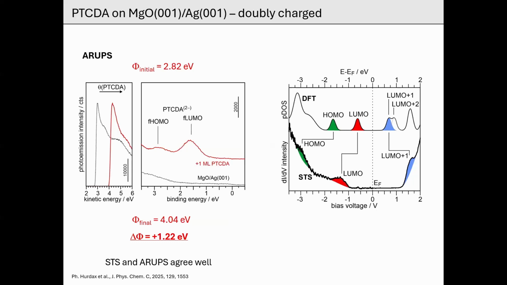What we can now do, again, perform UPS. UPS is somehow faster than STM. In UPS, we get again the same occupied LUMO peak at the same energy as in STS. We also measure here the work function change. And the work function change, well, we start at 2.8 eV work function with the magnesium oxide. After putting the molecule on, the work function is 4 eV. A huge increase in work function. A positive change means charge transfer into the molecule.